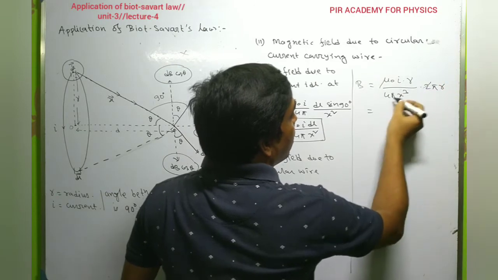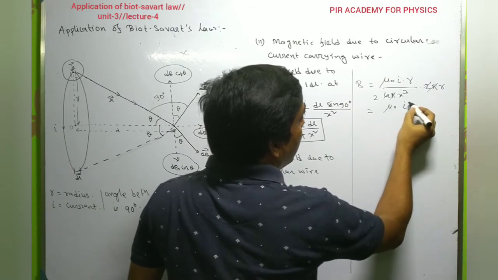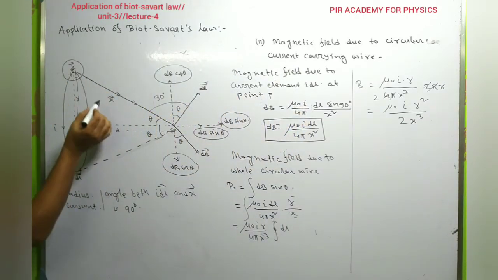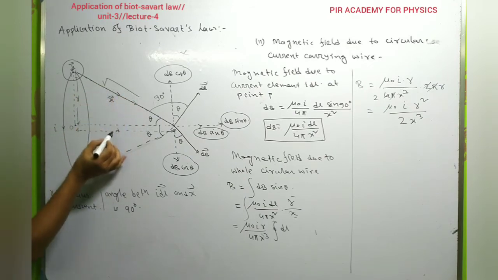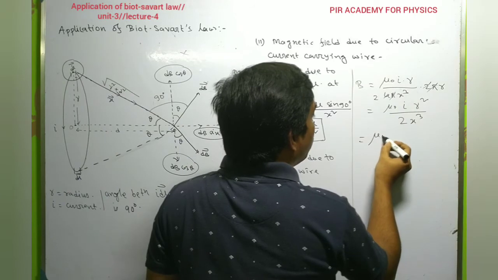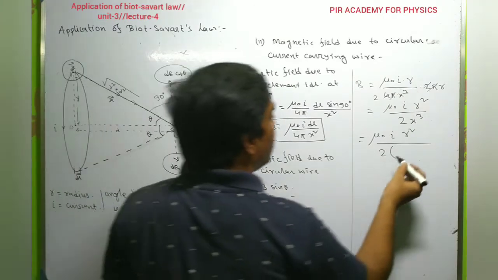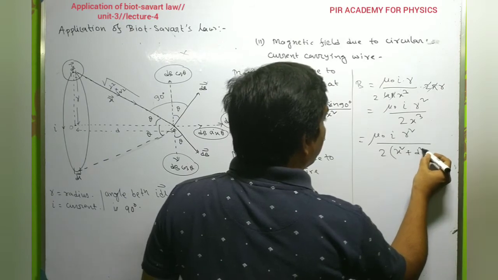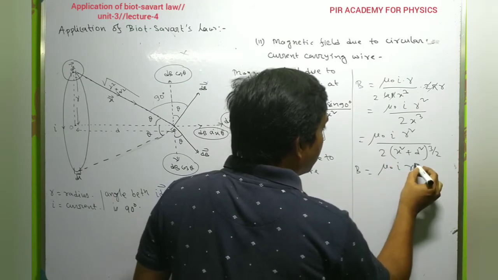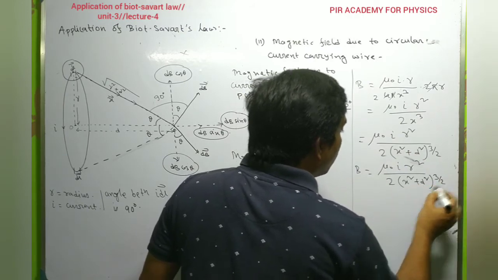Now the 2 cancels out, then pi cancels, that means mu 0 I r square by 2x cube. And here you see that the value of x: here is r, here is d, so x is the root of r square plus d square. So it will be mu 0 I r square divided by 2 times r square plus d square to the power 3 by 2. This is the formula of the magnetic field at point P due to this circular loop. This is the equation.